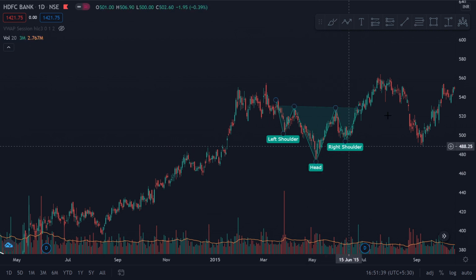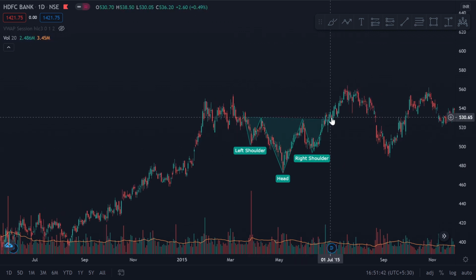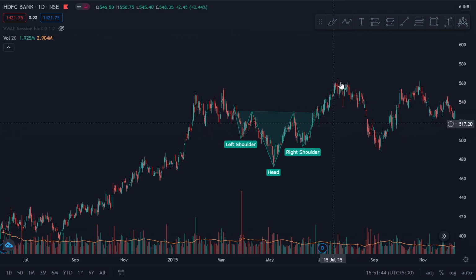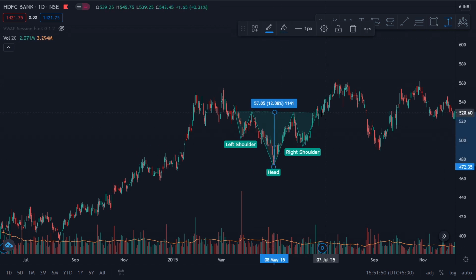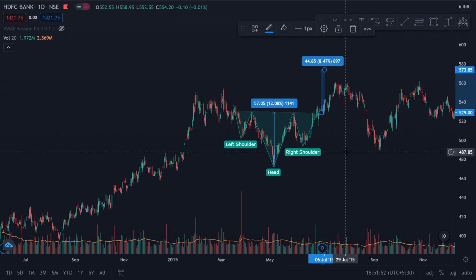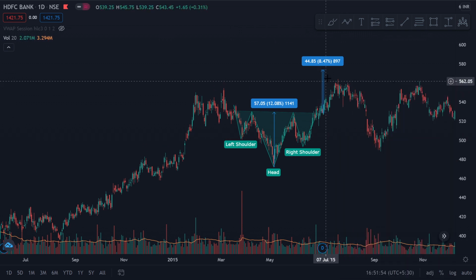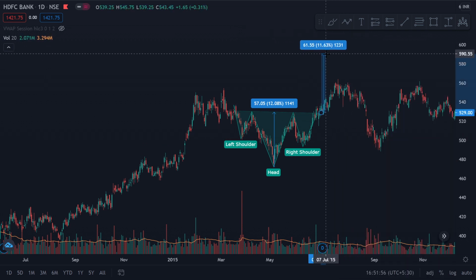So you can see this was a textbook inverted head and shoulder pattern. And what happened next after this neckline is broken? You can see that stock has moved up. So where do you place targets for your head and shoulder? The height of your head, this will act as your targets. Now this was a failed pattern because obviously your targets of 12% weren't achieved.